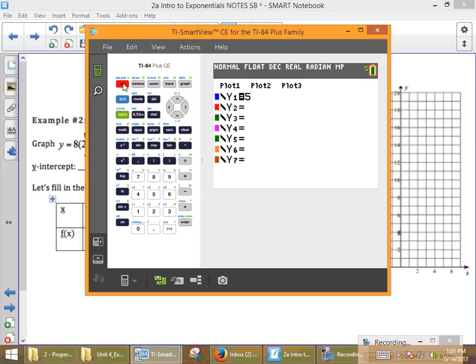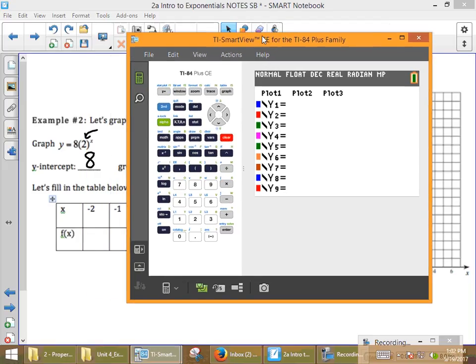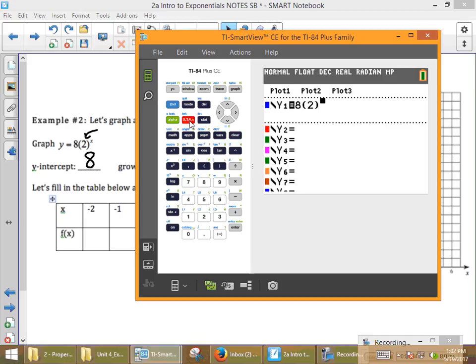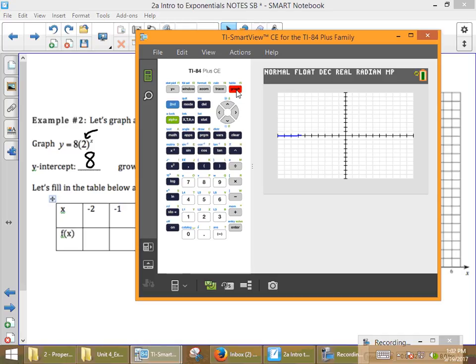All right, so when I go to my graphing calculator, I'm going to go to the y equals, and I'm going to type in the equation that they ask us to. 8 times 2 to the x. Make sure you put the x in the exponent. You have to use the caret key. Okay. Now I'm going to hit graph first so I can see what this picture is going to look like.